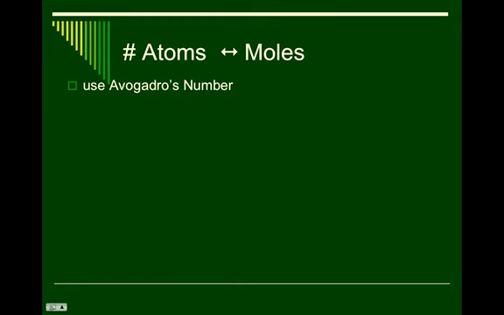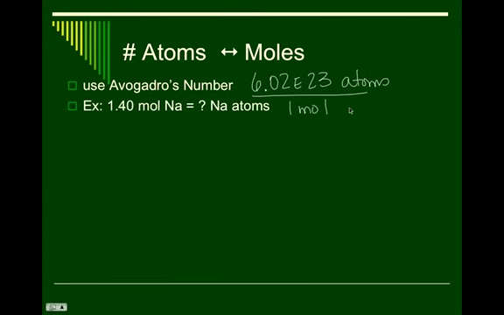We're going to use Avogadro's number, so just to refresh your memory on what that is, it's 6.02 times 10 to the 23rd atoms per mole. Oh, FYI, this is the abbreviation for mole. You just simply drop the E. Seems kind of silly, but it is what it is. Again, sorry about the coughing. So if I had 1.40 moles of sodium, how many atoms do I have?